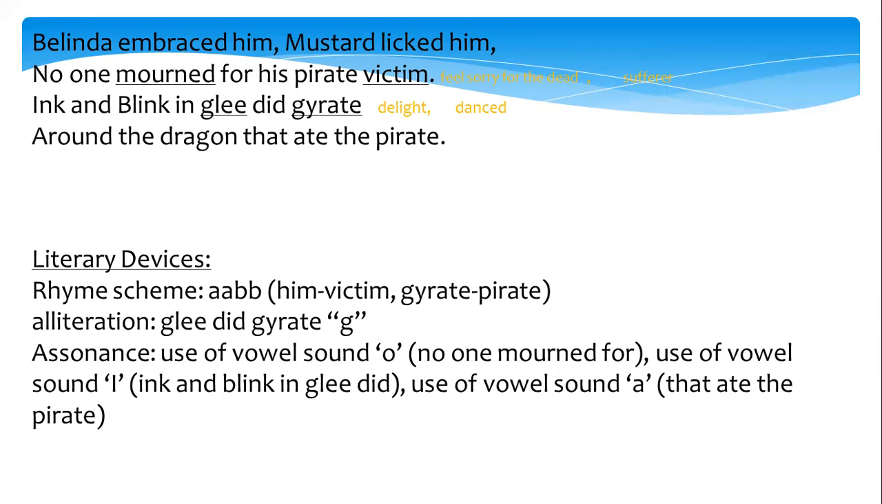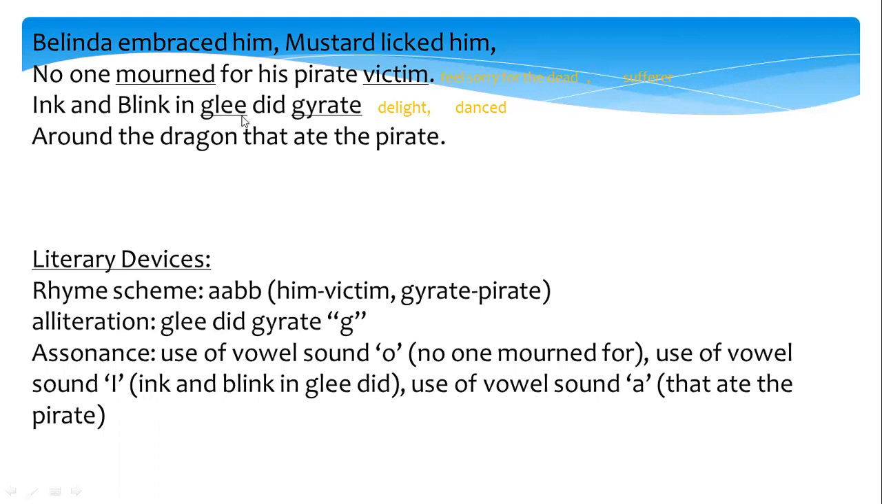Ink and Blink in glee did gyrate around the dragon that ate the pirate. So when the pirate was dead, Belinda hugged the dragon and Mustard licked him. No one was sad for the death of the pirate. They all were happy. Both Ink and Blink were running around the dragon in happiness. So here the poet says that all the characters were happy and they were showing their gratitude towards the dragon as he had saved them.